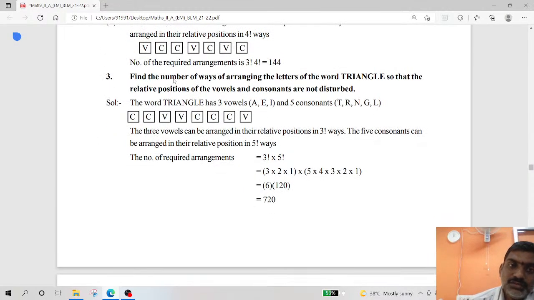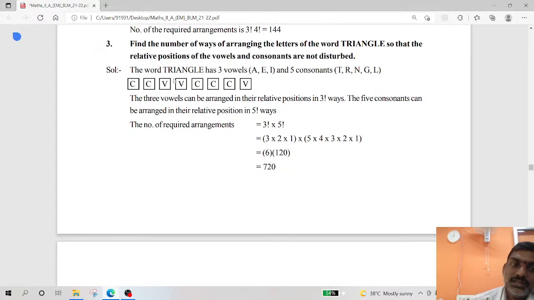Next, question number 3. Find the number of ways of arranging the letters of the word triangle. So here in triangle some repetitions are there, I think. In triangle spelling, T not repeating, R not repeating, I, A, N, G, L, E, no letter is repeating here. So again the question is about the relative positions of vowels and consonants, same as above. First separate the vowels and consonants. Then as many vowels as there are, that many factorial ways, and as many consonants, that many factorial ways. 3 vowels, 3 factorial, and 5 consonants, 5 factorial. 3 factorial times 5 factorial is the final answer.